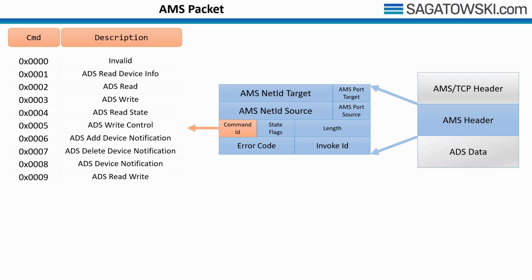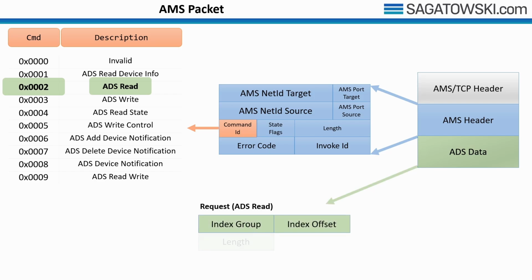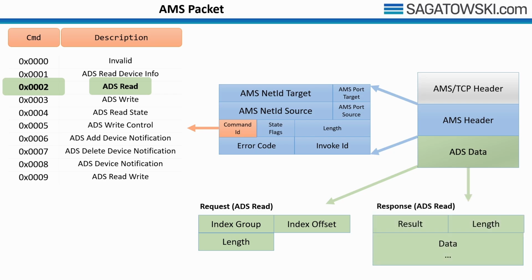If we, for example, decide to do an ADS read, the ADS data would consist of an index group, an index offset, and the length of the data that should be read. We will get back to what the index group and index offset are. The response in turn for this ADS read command would include a result, which is an ADS error number, the length of the data that is returned, and the actual data that is returned. Now enough talk, let's dive into some practice.